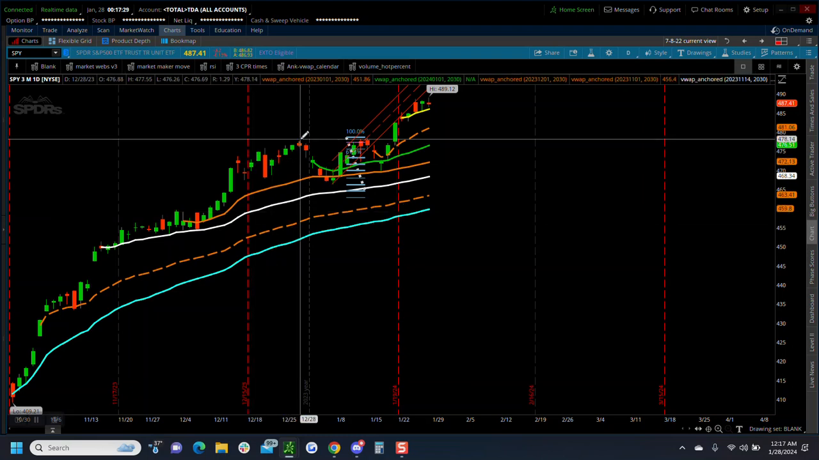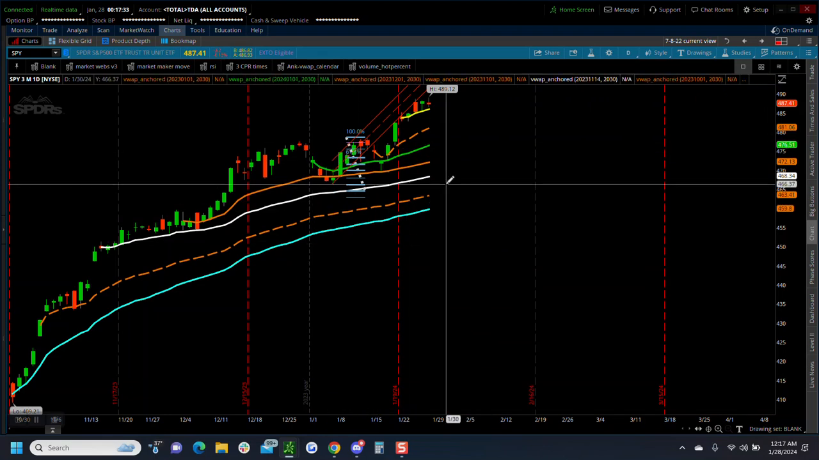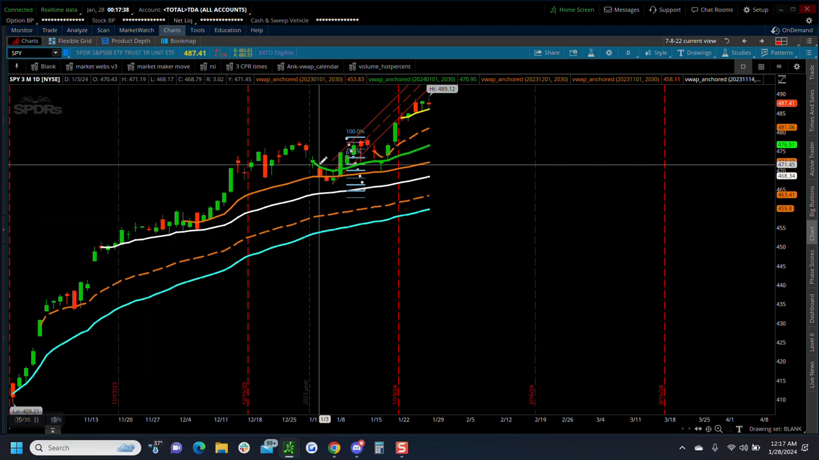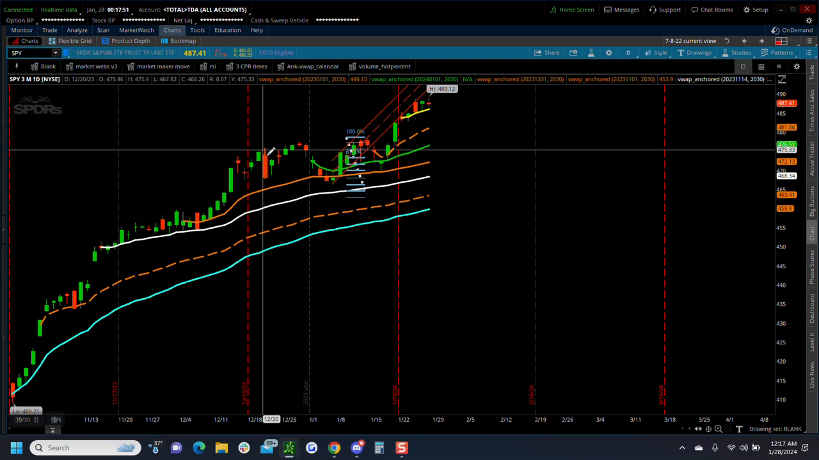You have to be careful with all these anchored VWAPs if you're trying to use one study. This thing has to be customized. You can customize this for a specific stock. A lot of traders, half a dozen names is all that they follow. So you can definitely do that.